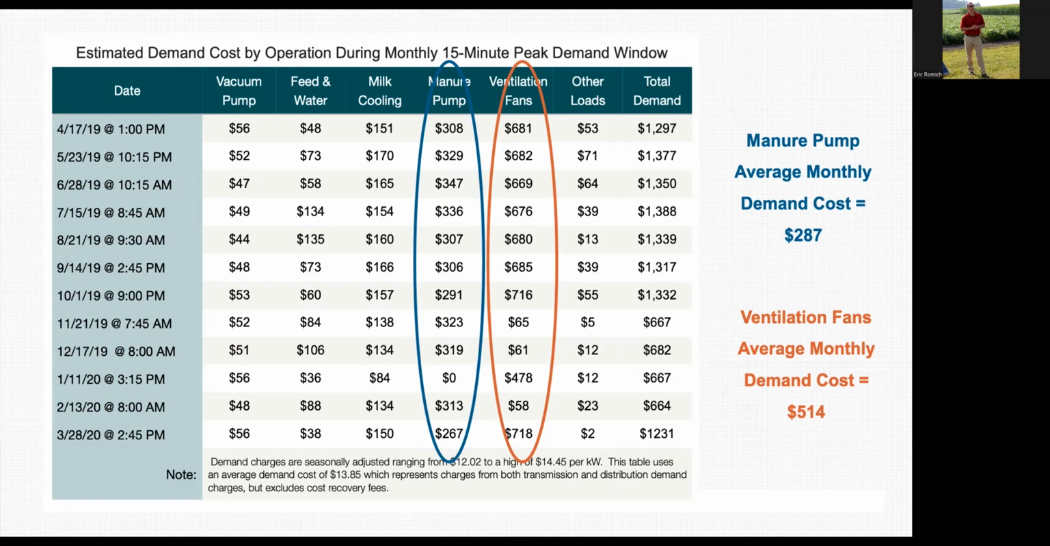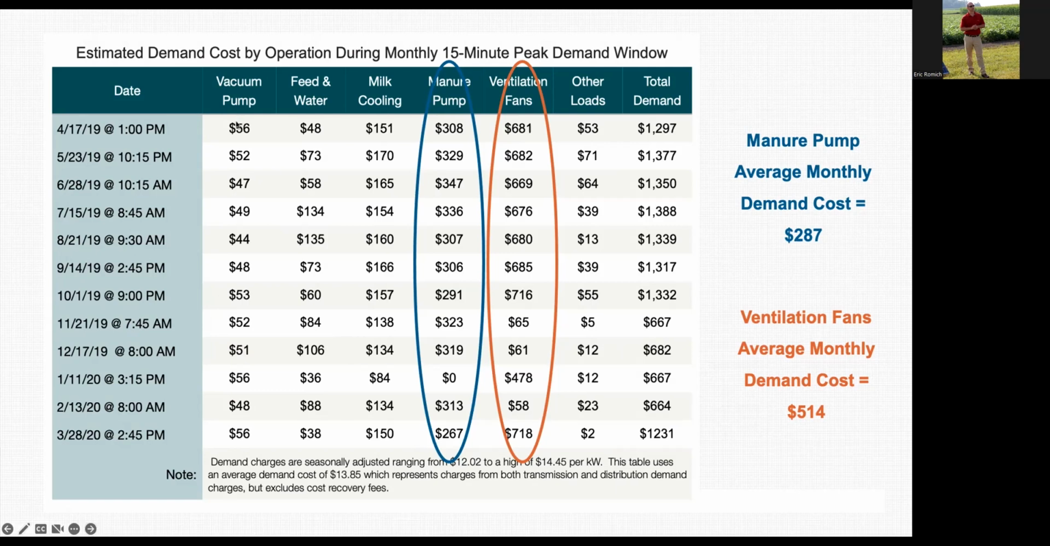And so I think when we add the potential for demand savings to the potential for energy savings, it really starts to make some of these high efficiency fans pretty attractive when we look at the potential payback. And we're actually doing a couple of case studies to do a deep dive on that and do a comparison to have an accurate economic analysis. But in closing, as we look at these other operations, in comparison to our monthly demand cost allocated to manure pumps and ventilation, the rest of these operations are really low.